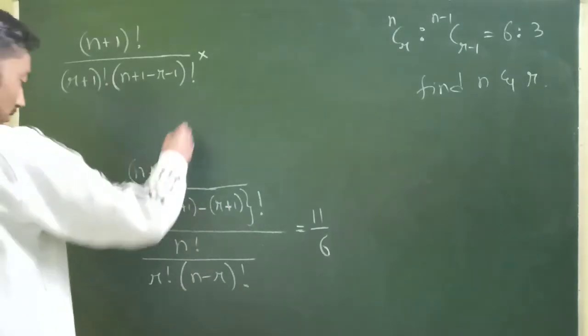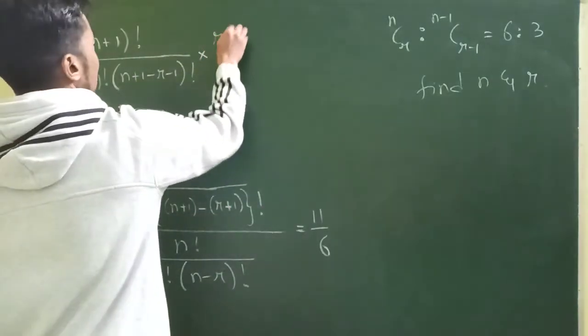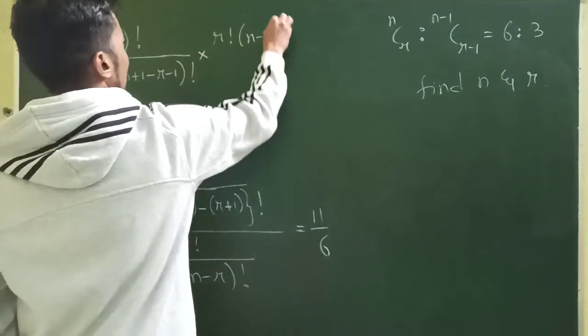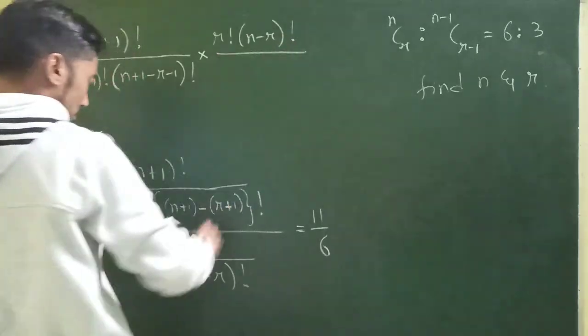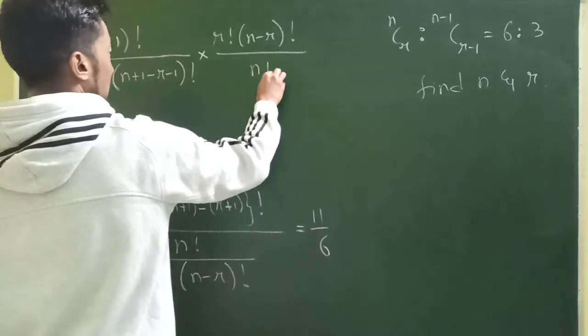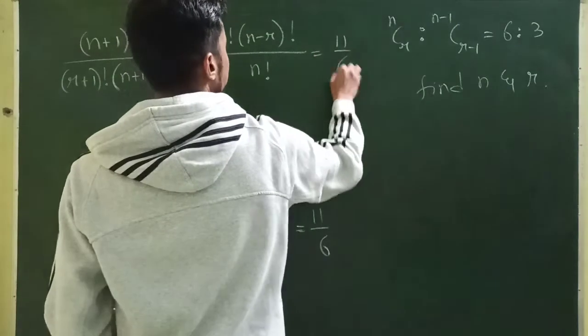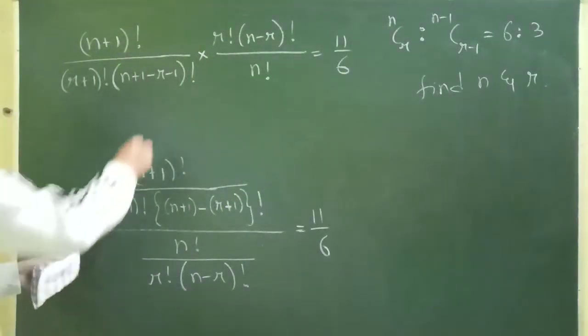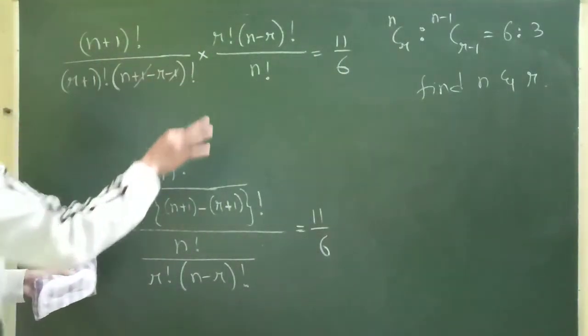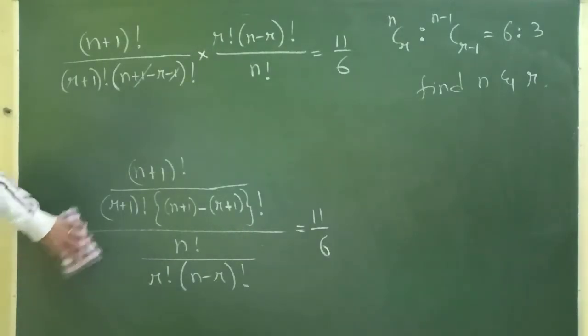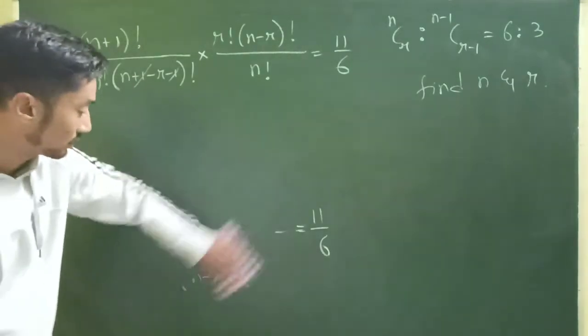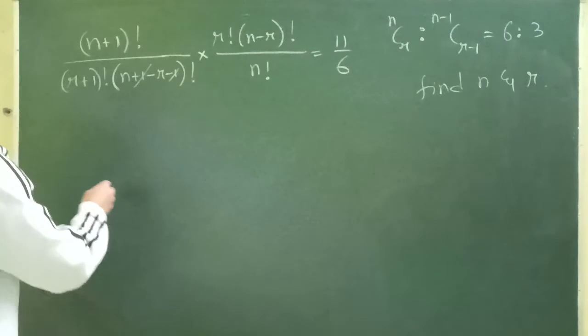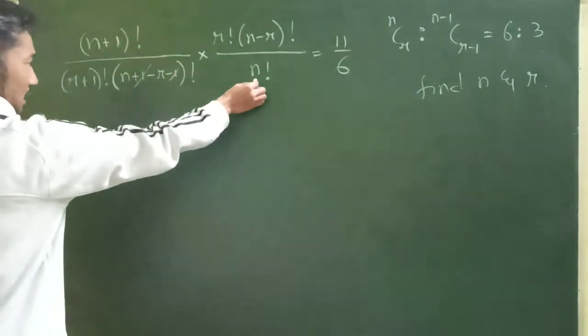Into, so I take this up, r factorial n minus r factorial by n factorial. I think we'll have a lot to do here. Alright, so 1, 1, get out. I'm going to rub this part because I'm done with this. I believe you're also done. Now n plus 1 I'll expand so that I can get n.